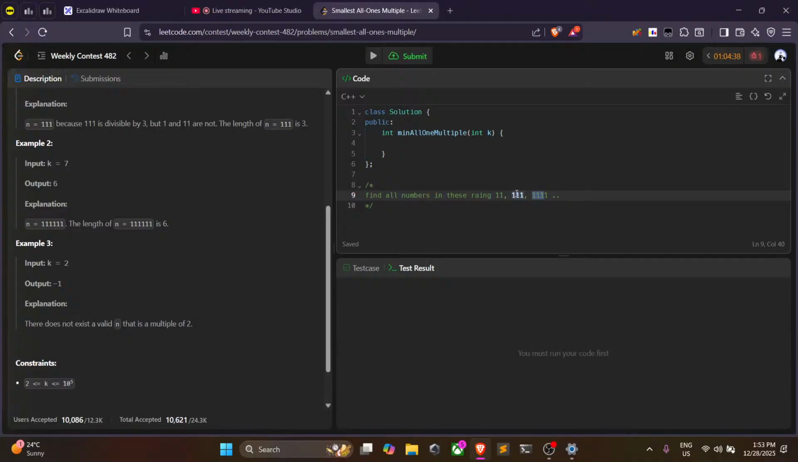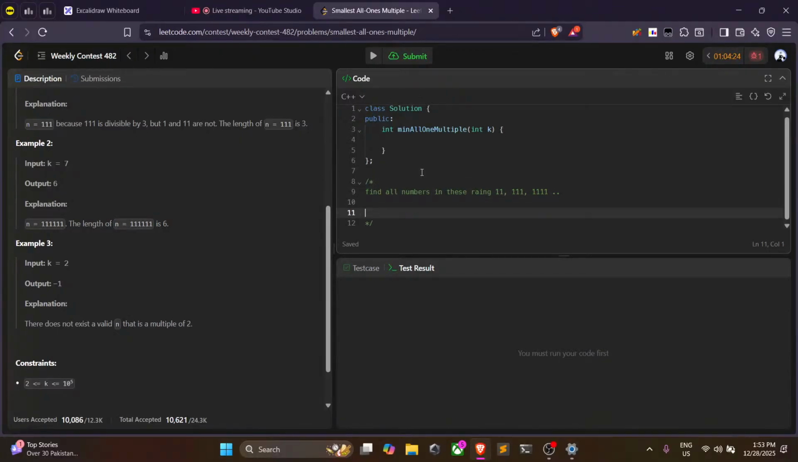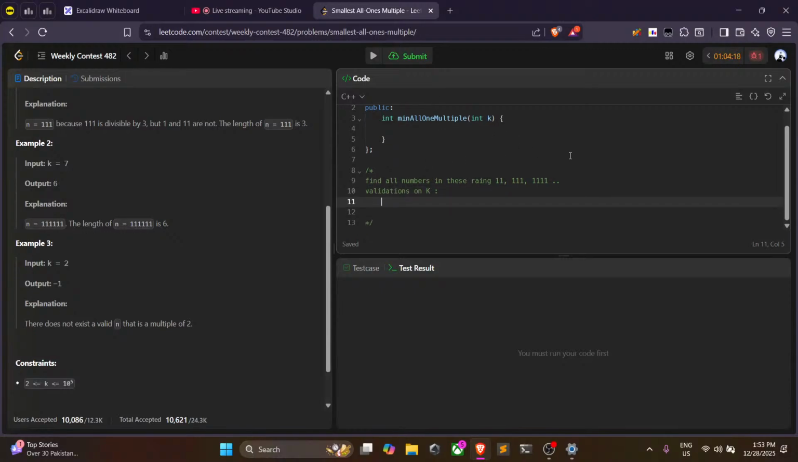So it can be divisible by 3 because the sum is 3, but it can't be divisible by 2 anytime. So let's validate on k. What are the possible validations for k? So we have the divisibles like this. 2 can't be in the answer because it's always odd. 3 can be. As it's not 2, it can't be 4 and 6 also.